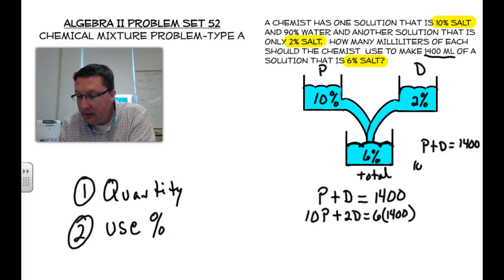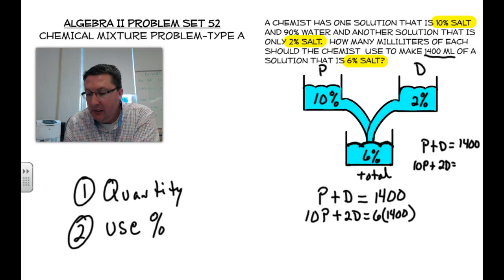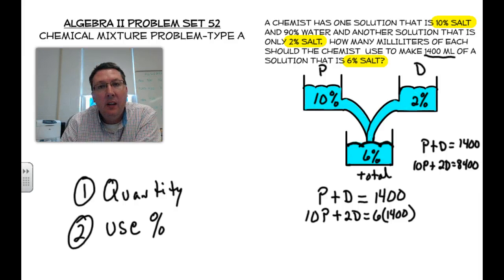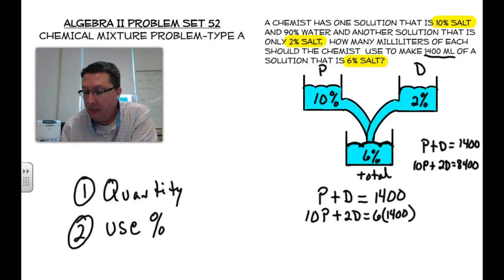And 10 times P plus 2 times D equals 6 times 1400, which is 8400. So now we have a system of equations. From here it should look very familiar, stuff we've already done. We can solve with substitution or elimination. Okay, what I would do is let's eliminate the D.